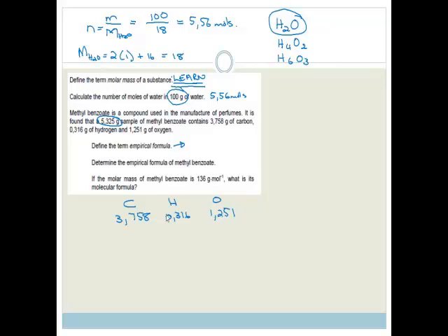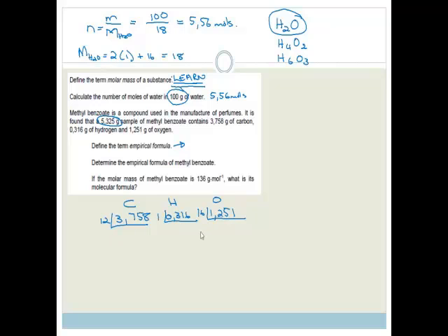Okay, so the way we do this is we pretend that we've been given 100 grams. Okay, so first of all we need to change, no we don't. So what we need to do is realize that we've been given 3.758 grams of carbon, 0.316 grams of hydrogen, and 1.251 grams of oxygen. But we never ever work in grams. What do we work in? We work in moles. So we're going to divide each of these by their molar mass, okay, to get the number of moles. So I'm going to divide this by 12, I'm going to divide this by 1, and I'm going to divide this by 16, and that's going to tell me how many moles I've been given.